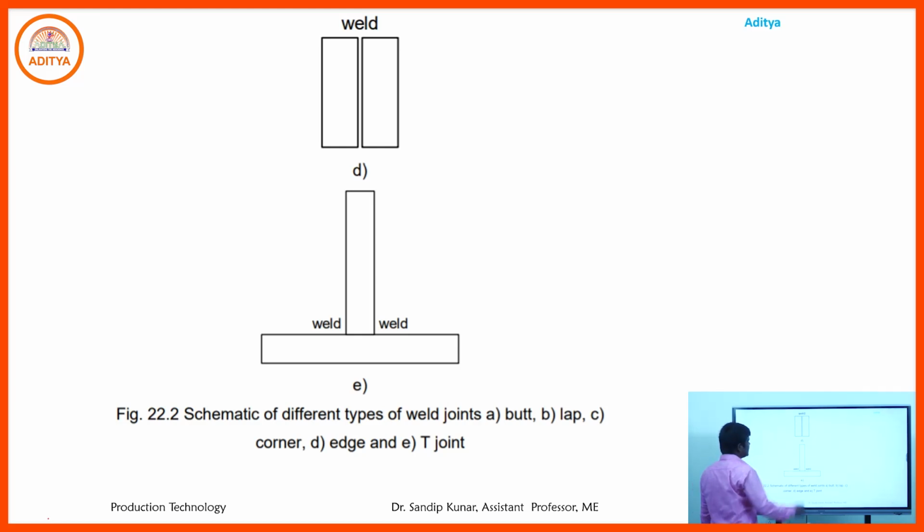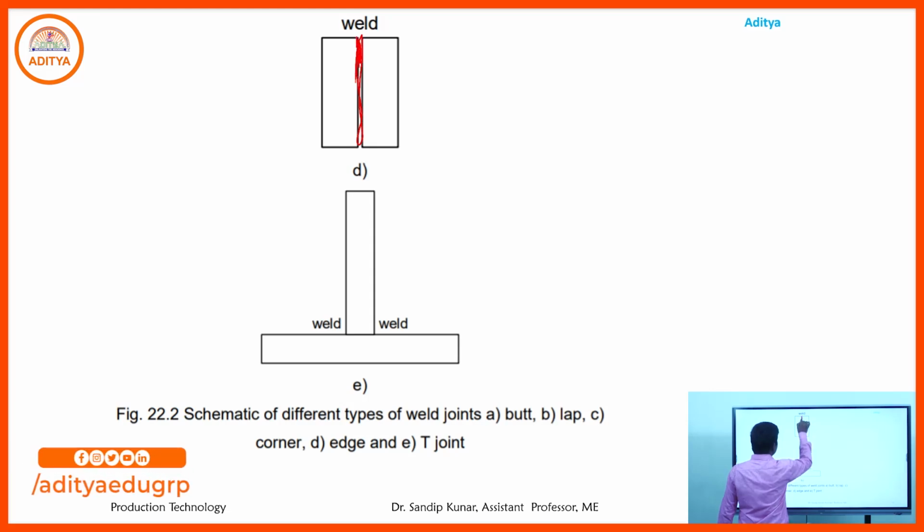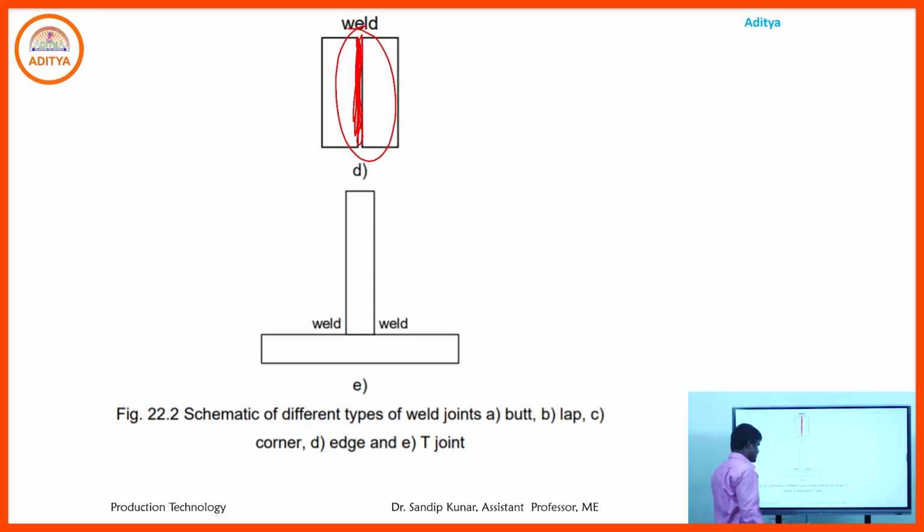And now that is the edge joint, where across the edge we do the welding, in that zone we do the welding. The last one is the T joint, where we do the welding in this zone. Weld means in those surfaces we are doing the welding.